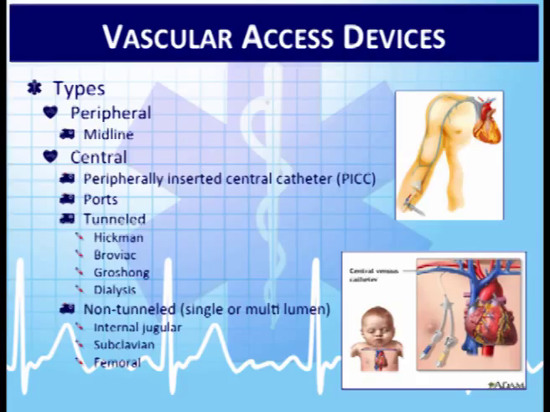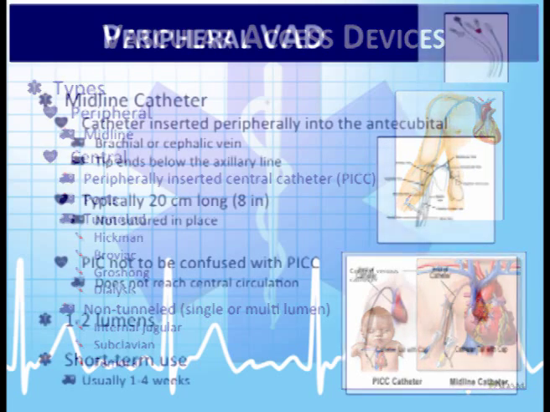The non-tunneled ones are many times the emergency room patients that come in and need access quickly. Those devices, they don't like to stay in very long. They assess in the hospital each day: do they need this central line, or can the central line be removed so we can decrease the risk of infection on that patient? That might be the internal jugular, usually a favorite spot for the ER doctors. Sometimes the subclavian, and if they can't get access anywhere else, they may go to that femoral access, but that's probably the least likely.